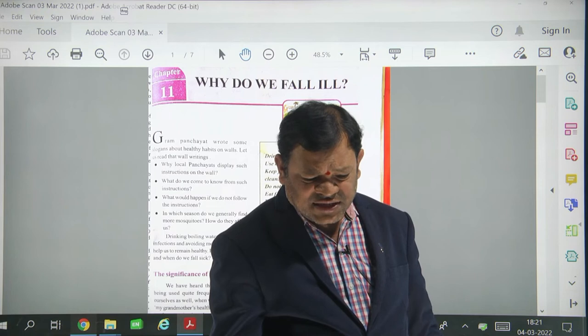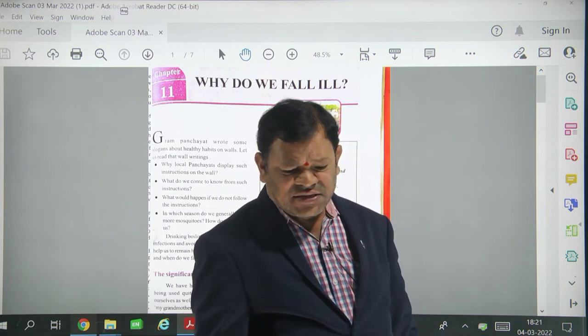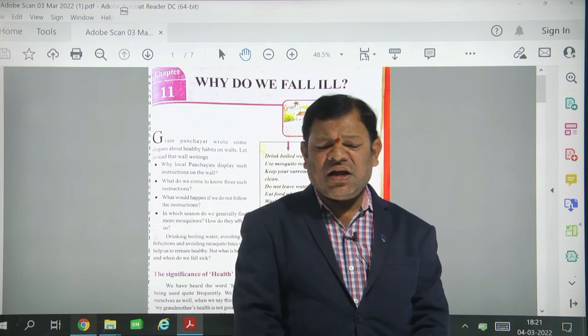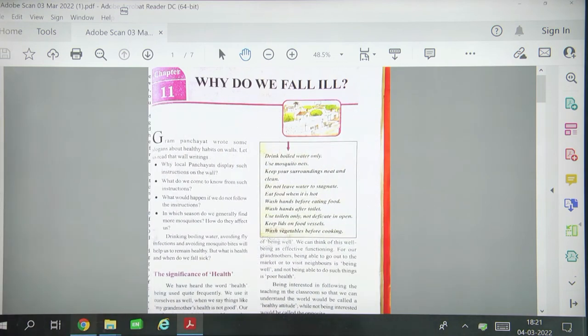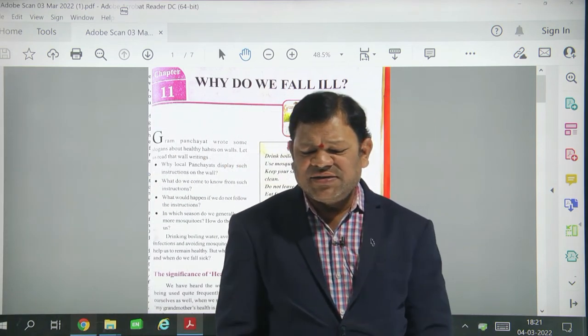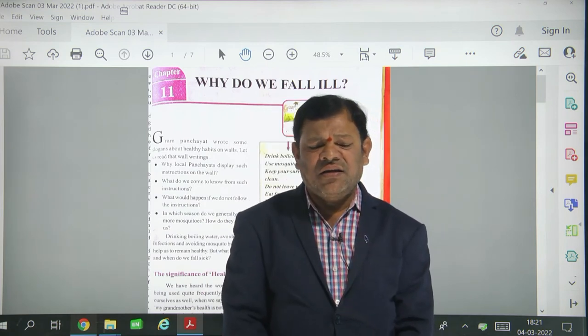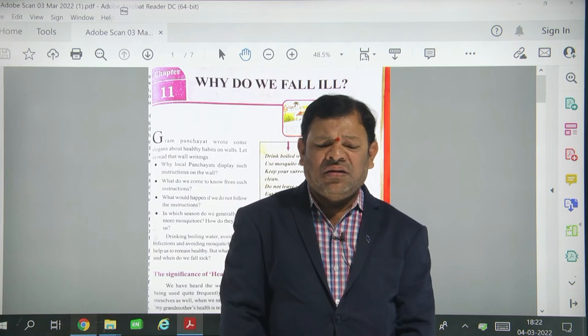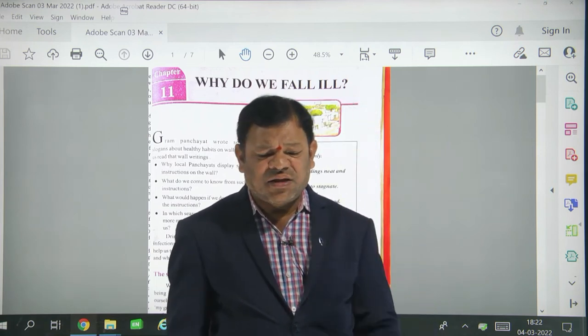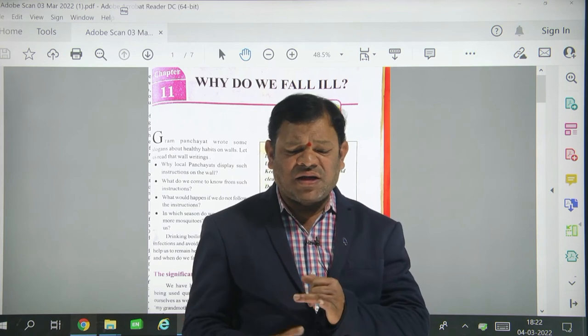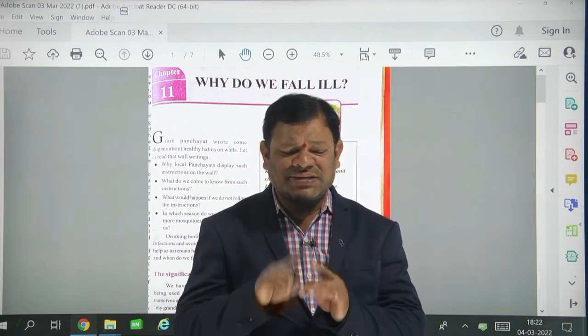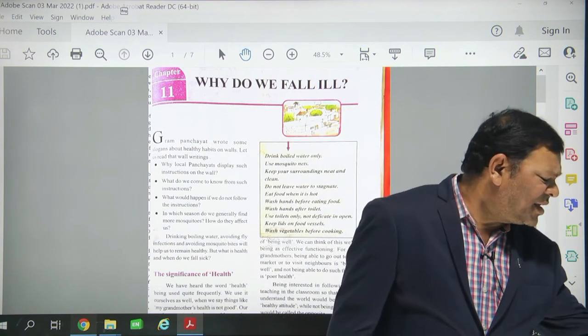Here, the first lesson is: what is science? The word science is derived from the Latin language, from scientia. Scientia means knowledge. This knowledge we are getting from the Vedas. How many Vedas are present? Four Vedas: Rig Veda, Yajur Veda, Atharvana Veda, Sama Veda. Next, what is science?